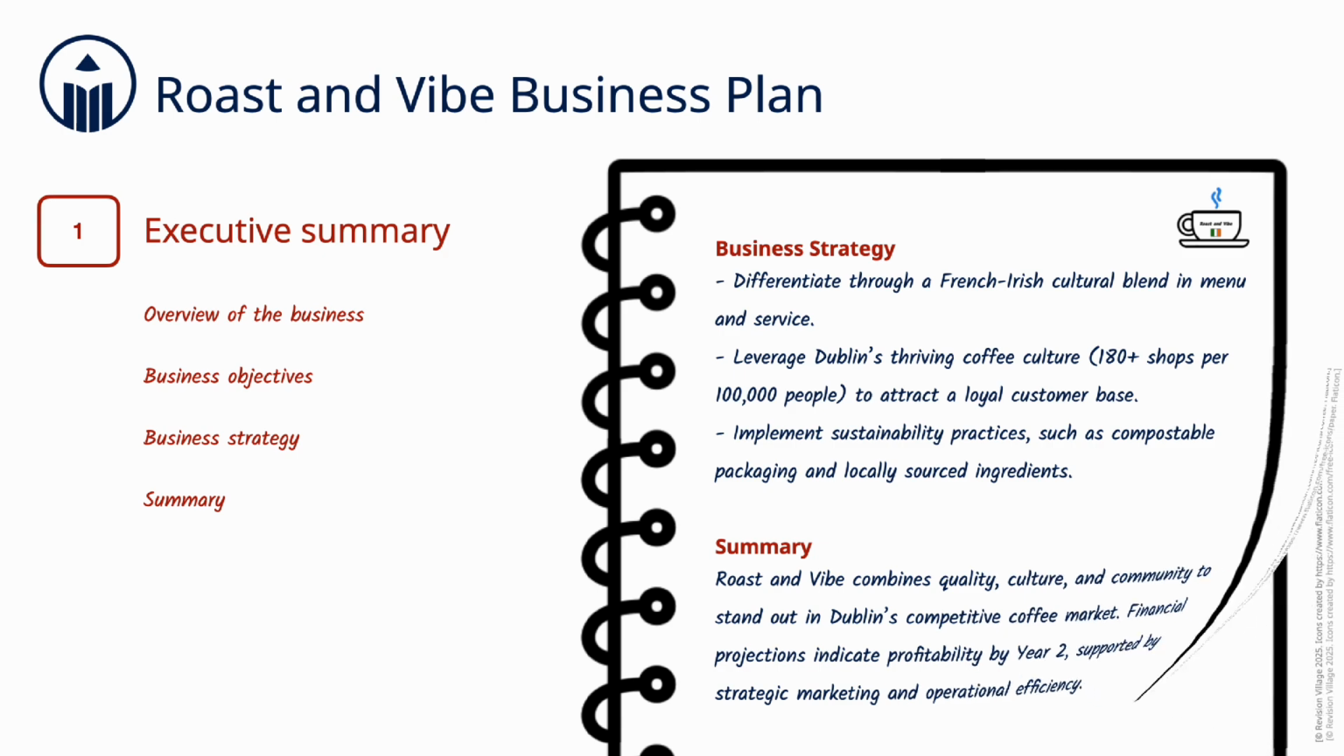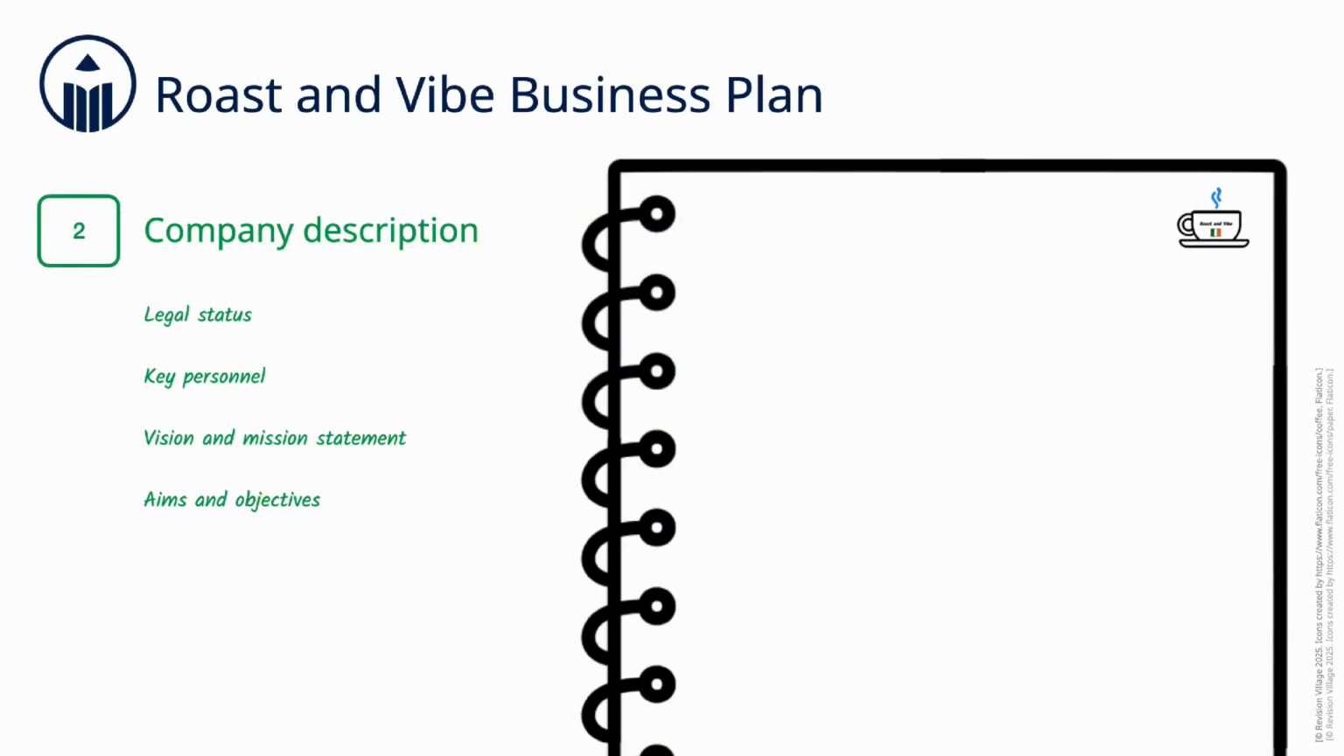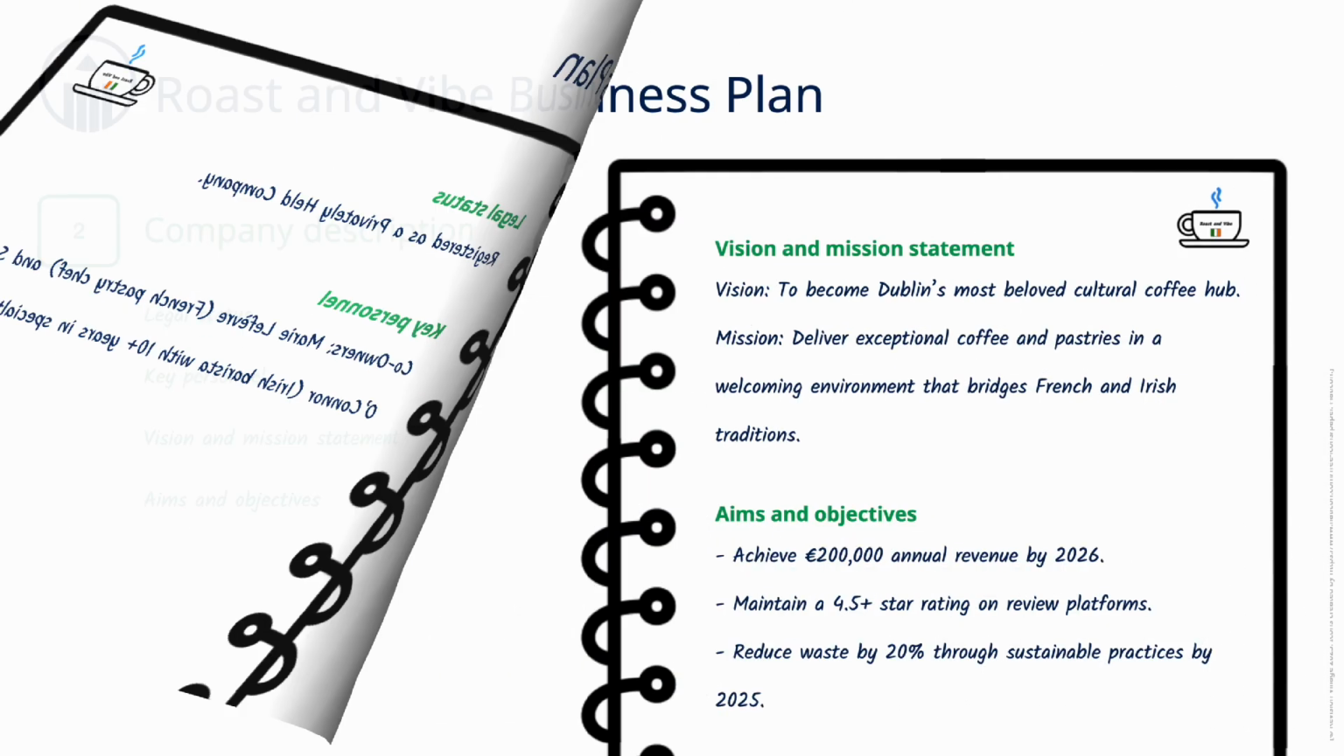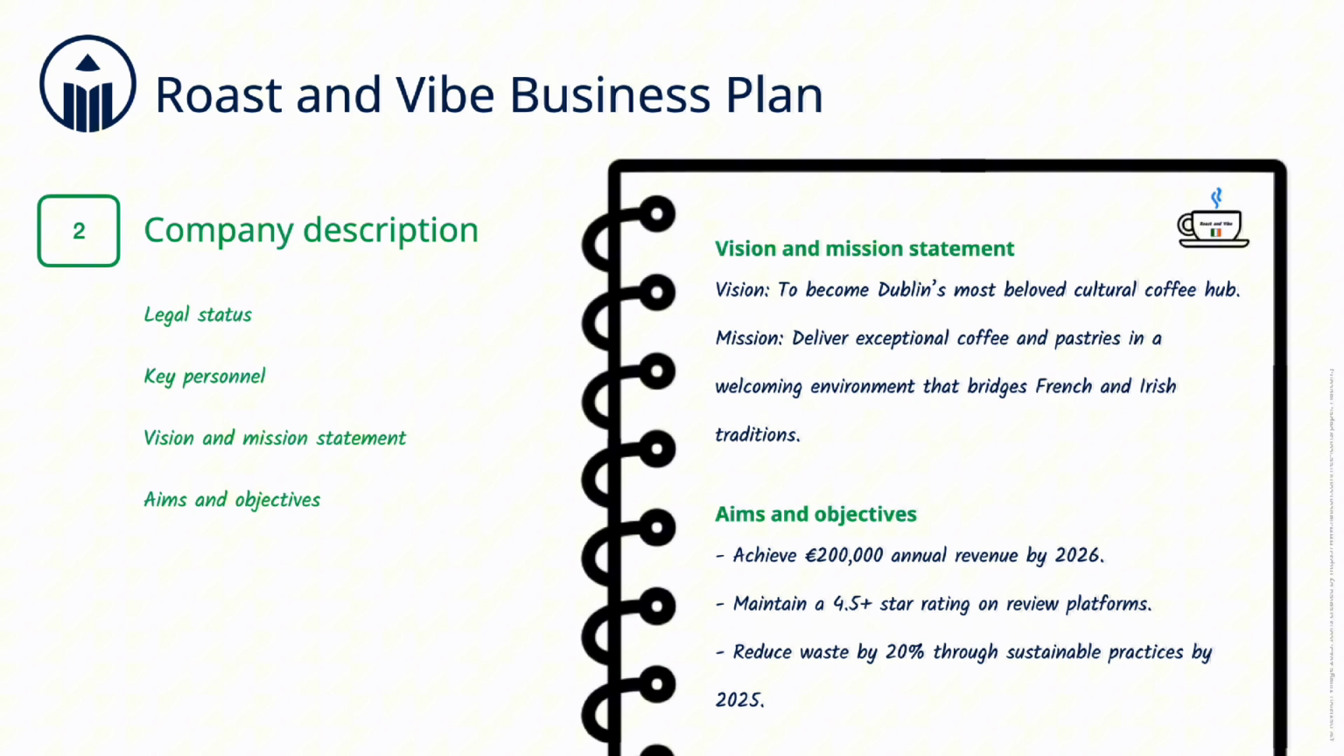The next component of a business plan is the company description, which serves as a foundational section that sets the stage for the rest of the business plan, ensuring that stakeholders understand Roast and Vibe's identity, direction, and competitive advantages. Roast and Vibe's business plan includes their legal status, which is a privately held business, and it explains who the key personnel are. As we can see, it lists the co-owners Marie and Sean. Next, the document presents Roast and Vibe's vision and mission statements, expressing their goal to become Dublin's leading coffee cultural hub.